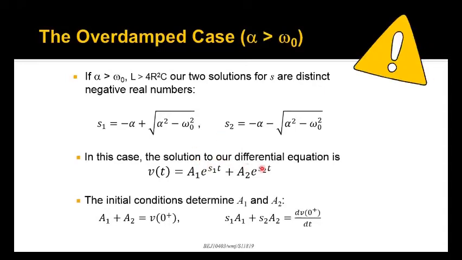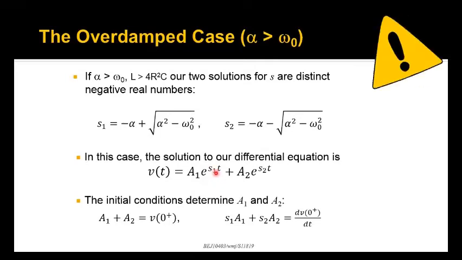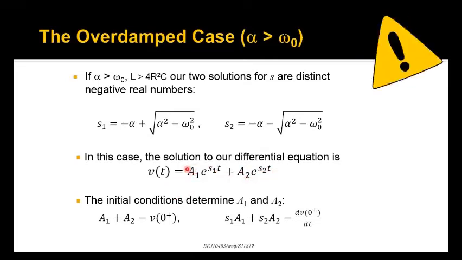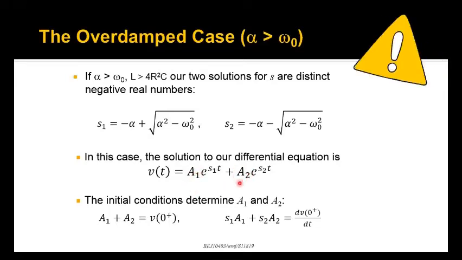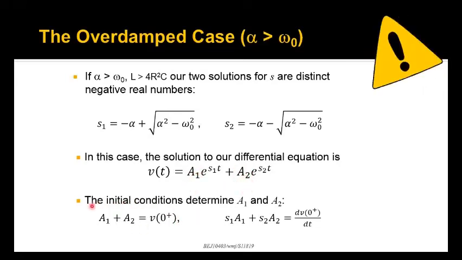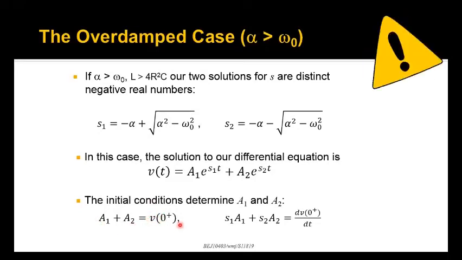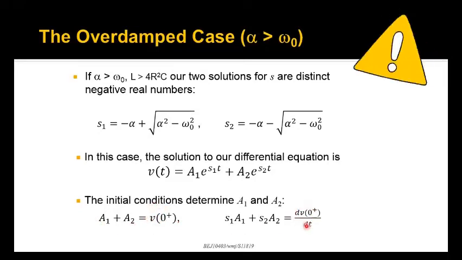In this case, the solution to our differential equation is v(t) equals A1 e^(S1 t) plus A2 e^(S2 t), meaning that you need to solve your A1 and A2 constants by using the initial conditions determined by your initial voltage and also your dv(0+)/dt.